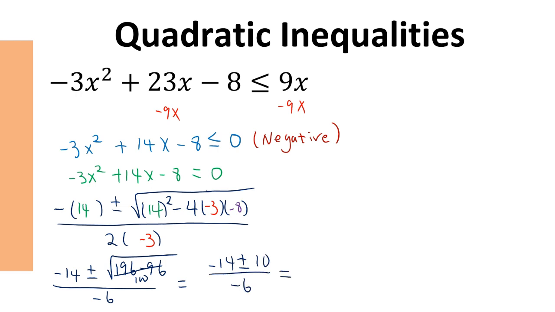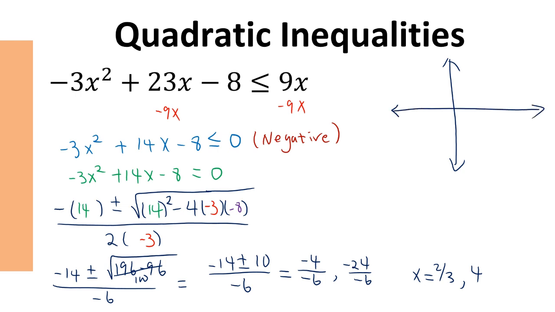Therefore we have negative 14 plus 10, that's negative 4 over negative 6, and then negative 14 minus 10 is negative 24 over negative 6. So the roots for this parabola are at 4 over 6, the same thing as 2/3, and negative 24 divided by negative 6 is positive 4. So now we know the roots, and now we can graph this parabola.